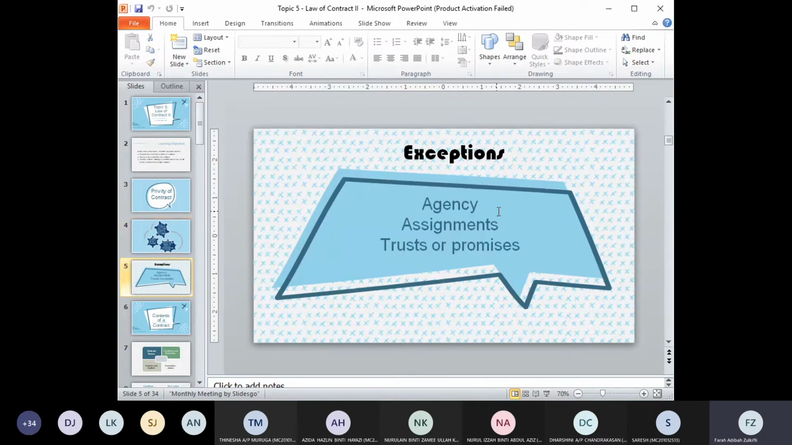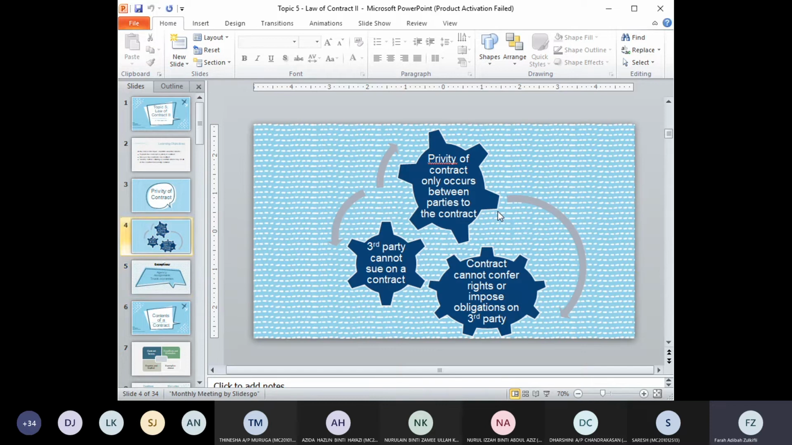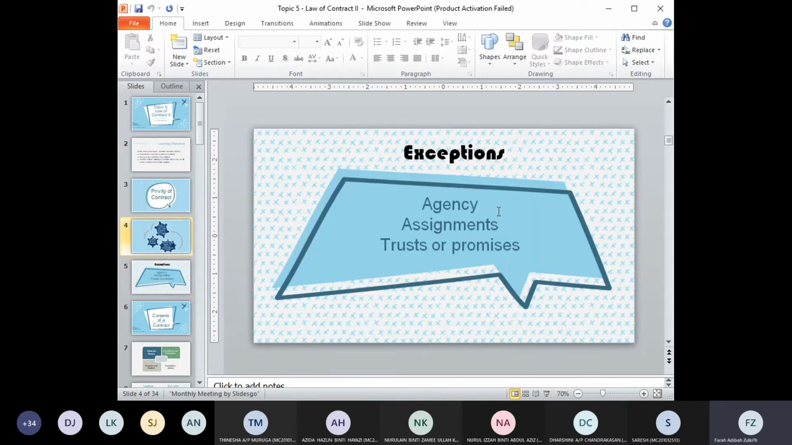So there are some exceptions to the rule. I mean, there are certain situations where a contract can confer rights onto a third party, or a contract can put obligations on a third party, but the exceptions are the law of agency, the law of assignments, and trust or promises.